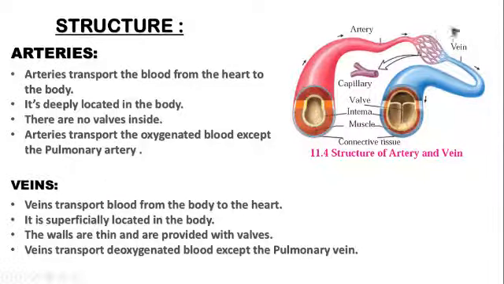Veins. Veins transport blood from the body to the heart. It is superficially located in the body. The walls are thin and are provided with valves. Veins transport deoxygenated blood except the pulmonary vein.